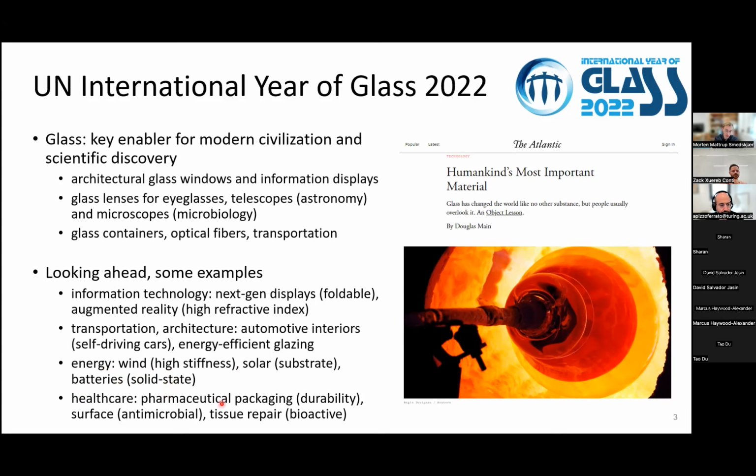For some pharmaceutical packaging, glasses are also very important. And the key point I want to make is that for most of these applications, the type of glass that is used is not the same.